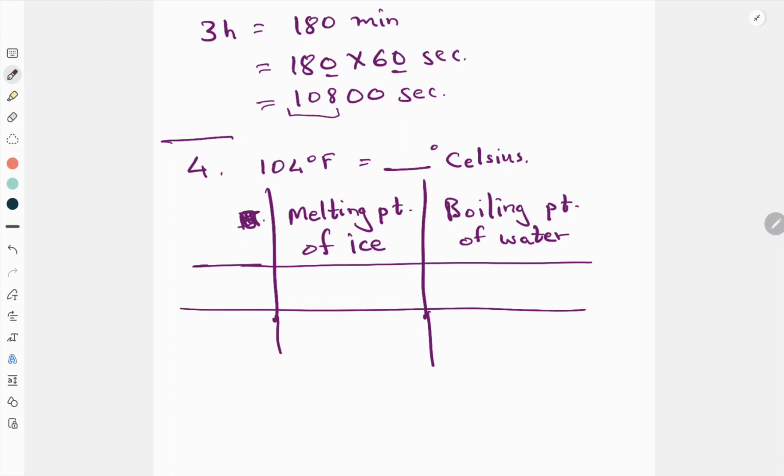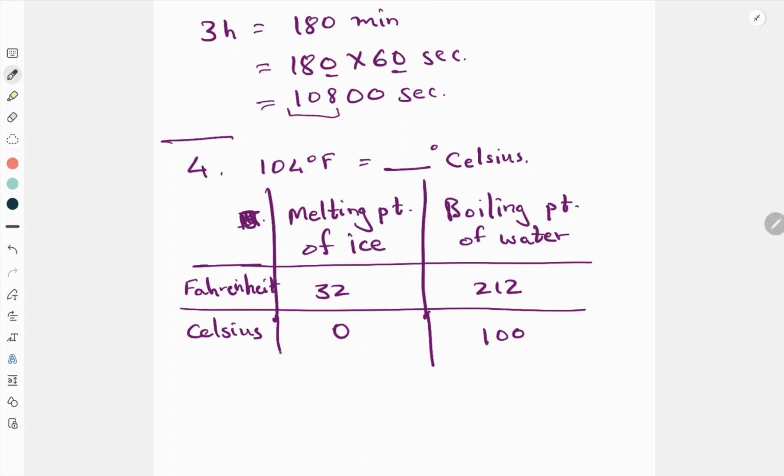Let's write this down in both Celsius and Fahrenheit. First let's write down Fahrenheit and then Celsius. So the melting point of ice for the Fahrenheit scale is defined as 32 degrees Fahrenheit, and boiling point of water is defined to be 212 degrees Fahrenheit. Same for Celsius scale, the melting point of ice is defined as 0 degrees Celsius, and boiling point of water is defined as 100 degrees Celsius. This is the definition of Celsius and Fahrenheit scale.